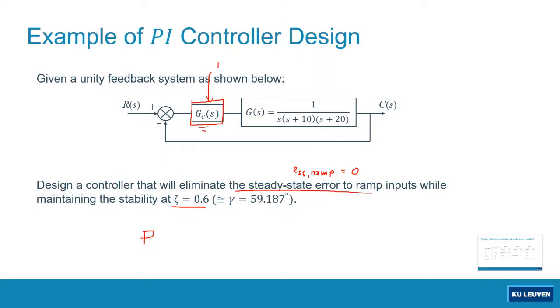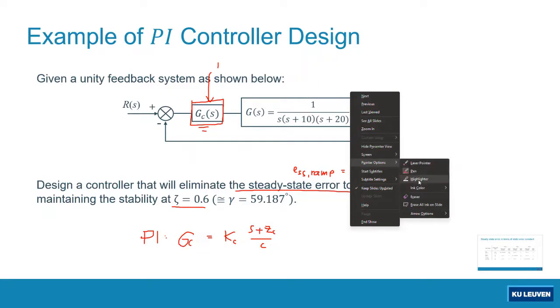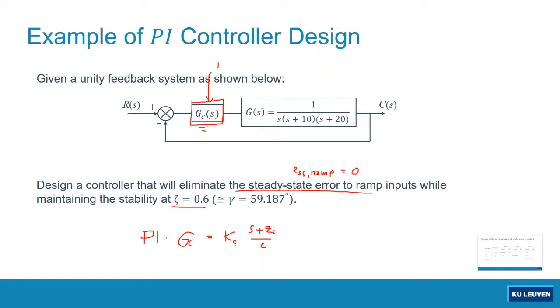You still remember the PI controller, the Gc looks like this, right? Kc times (s + Zc) over s. So for the PI controller, we have two parameters that we have to design, Kc and Zc. How to design these two parameters? Let's take a look in the next slide.